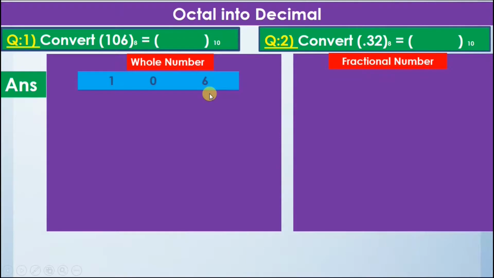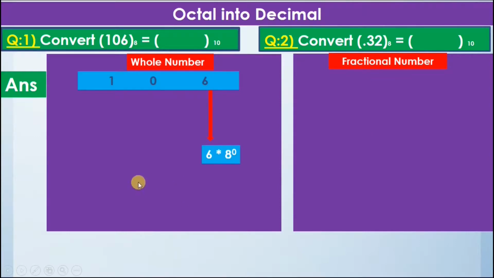In binary, we multiplied the numbers with powers of 2 because binary has the base 2. Here we are dealing with octal. Consequently, we will multiply the numbers not with the powers of 2, but with powers of 8, because we are dealing with an octal number, not binary. In the same way, we will move away from the decimal point with increasing powers of 8 starting from 0. First of all, we will multiply 6 with 8 raised to power 0.